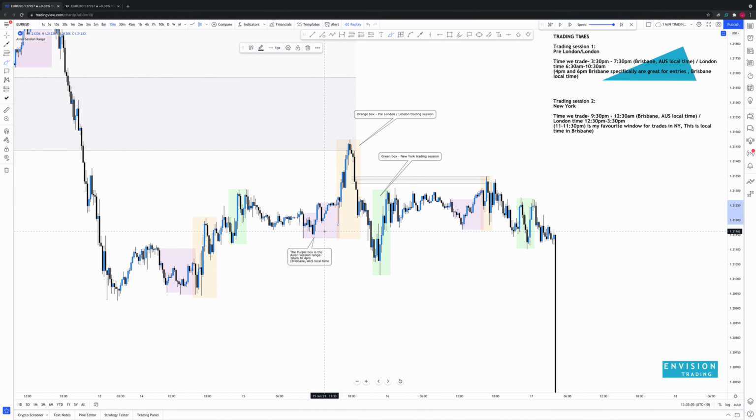The main purpose we have the Asian session range on is just to tell the time. So I know what time it is without even looking at the time down here. So I know I start trading here and I know roughly it goes for this long.